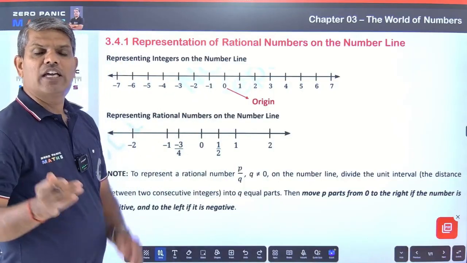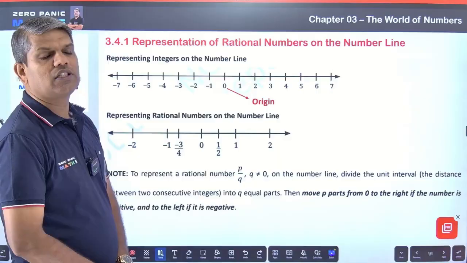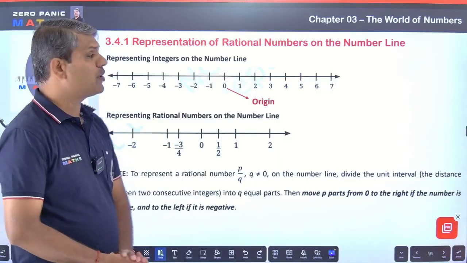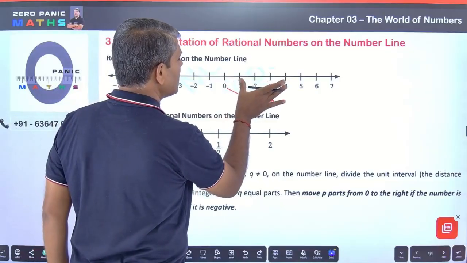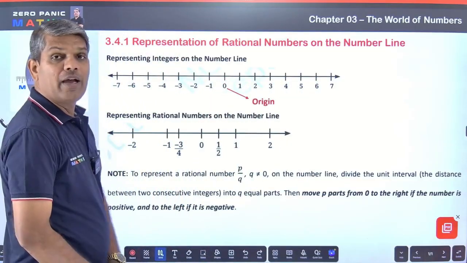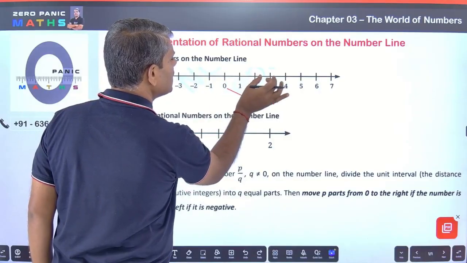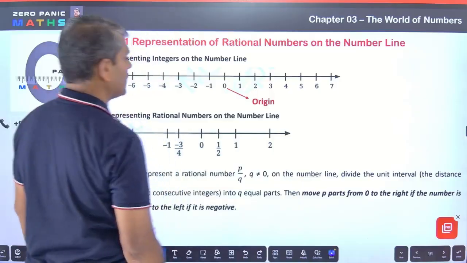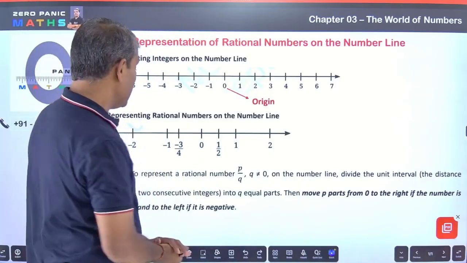Now, in the previous two sessions, if you have not watched those videos, you can watch them. The link is given in the description, because you know how to represent the integers, the positive integers and the negative integers on the number line. But how do we represent the numbers that exist between two consecutive numbers? Those are actually the fractions, or we also call them rational numbers.